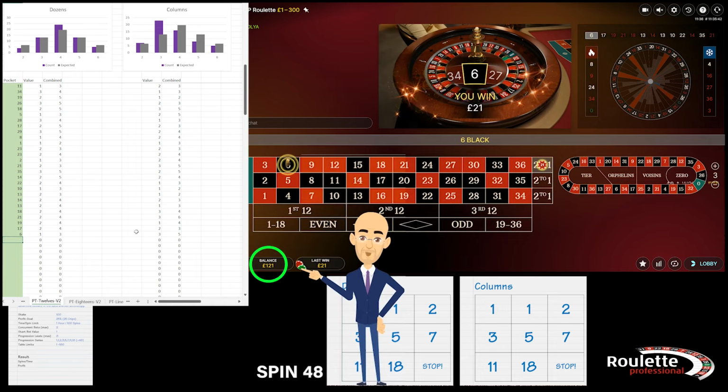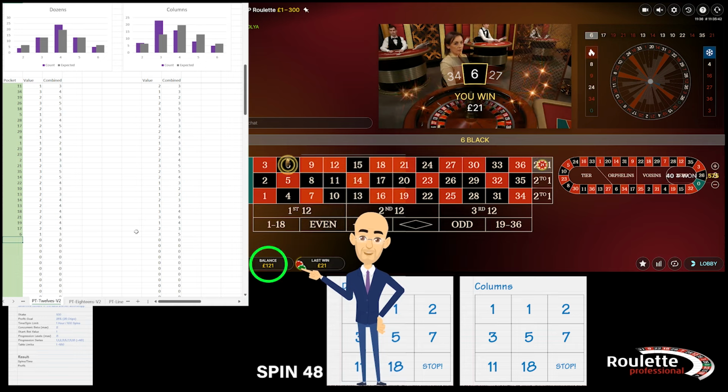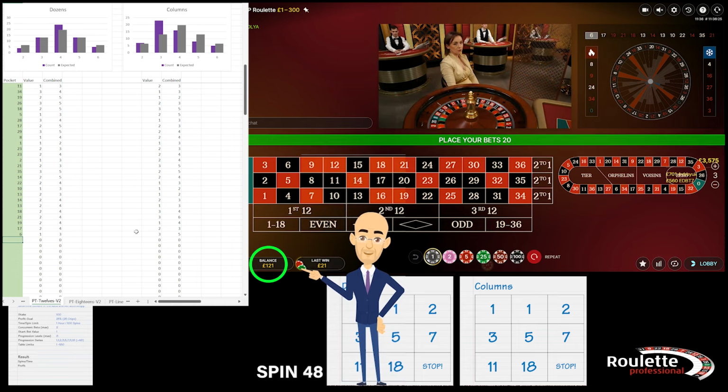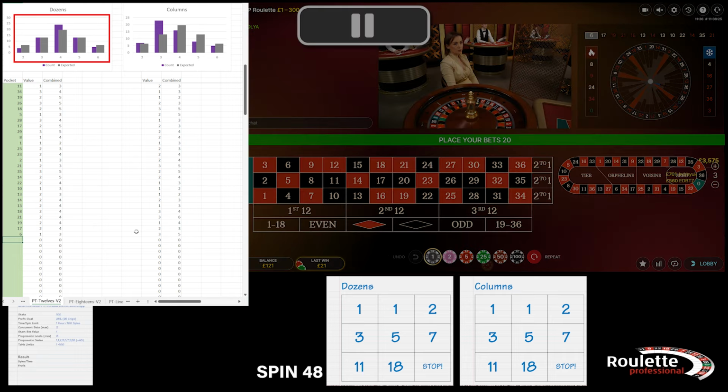Okay, hands up. Who thought we was going to have to use our own money for the next spin? Yes, we did too, but a cheeky six saved our blushes. Just look at the dozens data for a second. Could it get any more even?